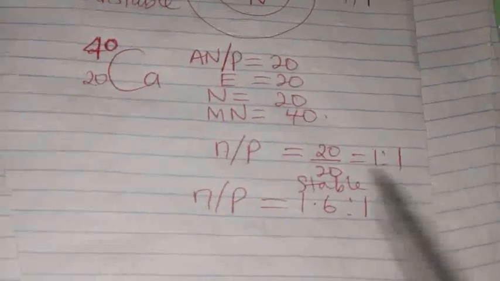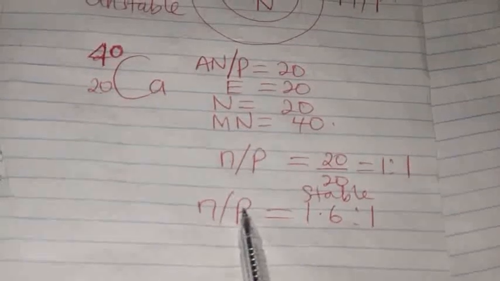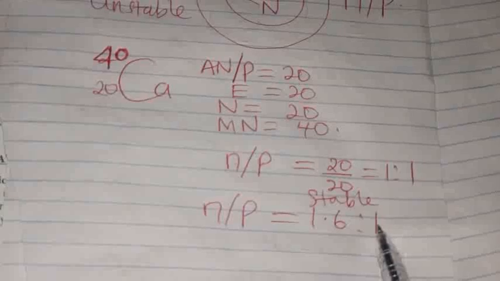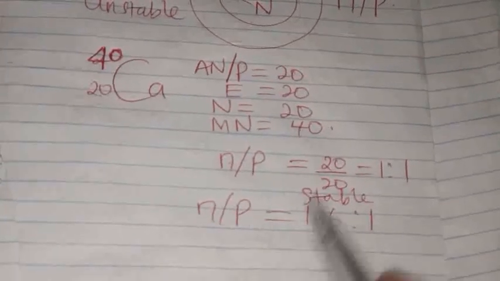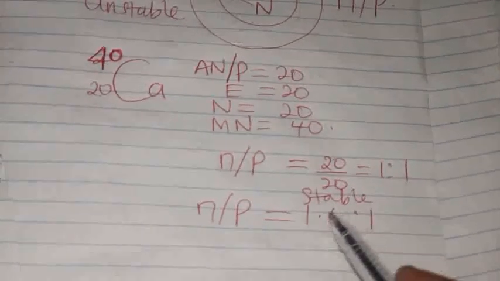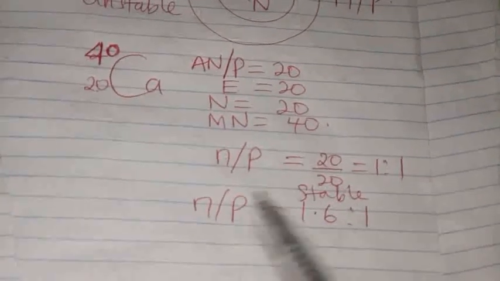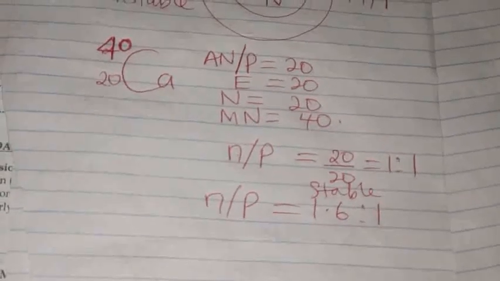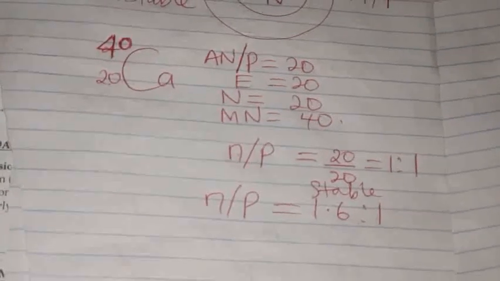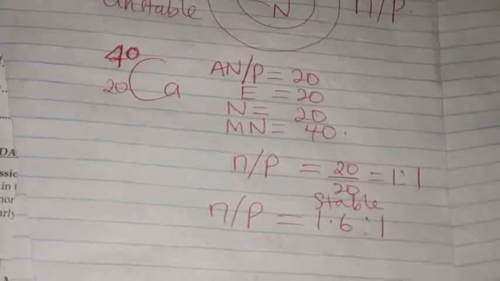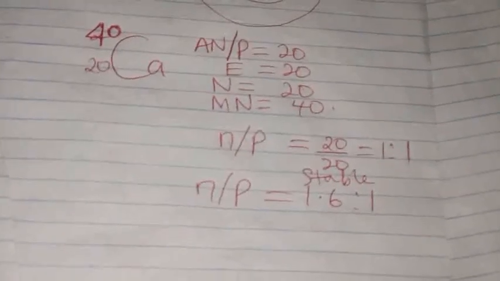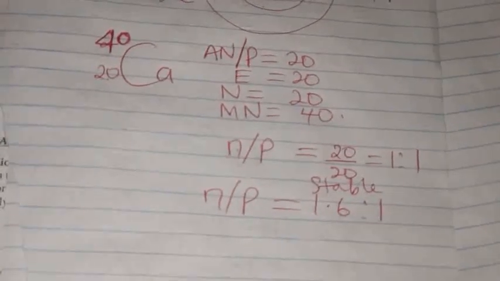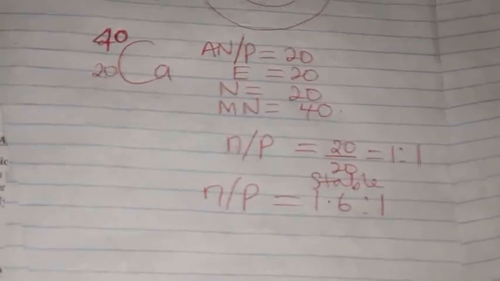You see? If I have a neutron-proton ratio of 1.6 to 1 for a particular nucleus, that nucleus is stable. But any neutron-proton ratio more than 1.6 to 1 is regarded as too large and unstable, and something must be done for it to attain its stability. So the unstable nuclide normally undergoes some changes for it to become stable.